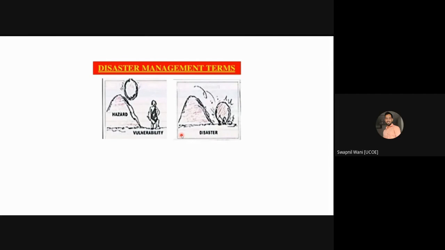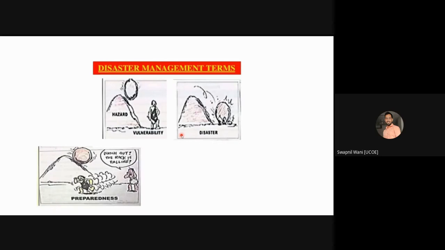Now we are in the pre-disaster phase. So what can we do? How can we prepare for it? For preparing ourselves, we should have alarming signs or warning signs. An alarming or warning system should be there. So you can see over here, another person is warning him by shouting, "Watch out, the rock is falling," so that whoever is standing near the hazard will run away from it. It means preparedness. So how can we prepare? By providing an alarming system or warning system.